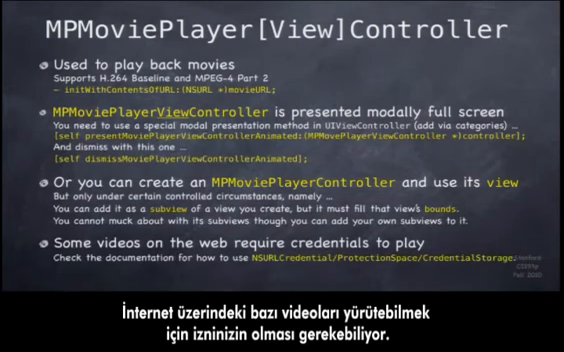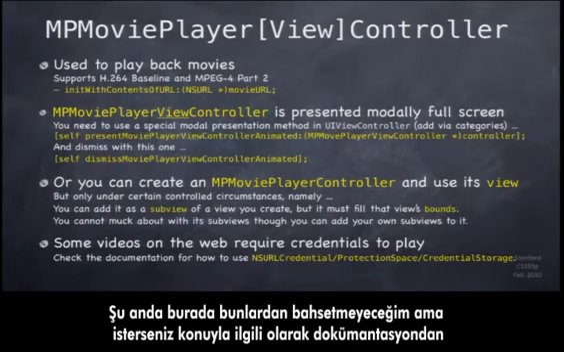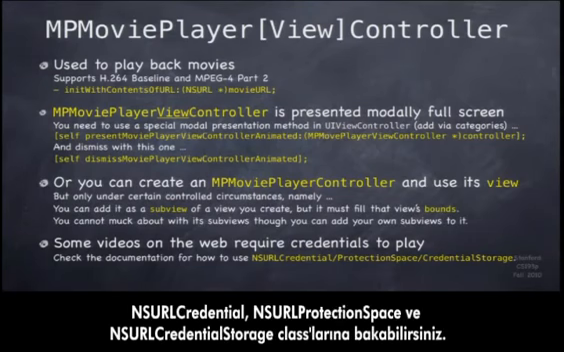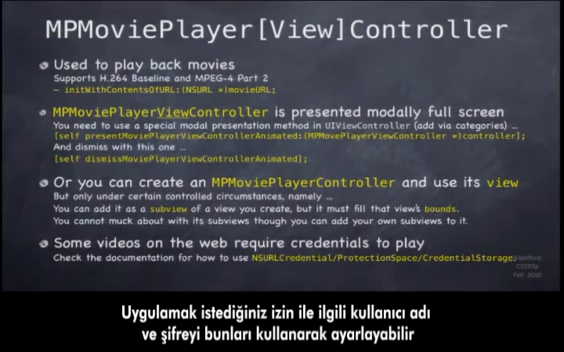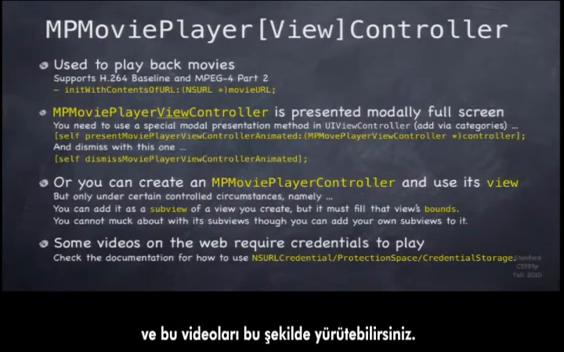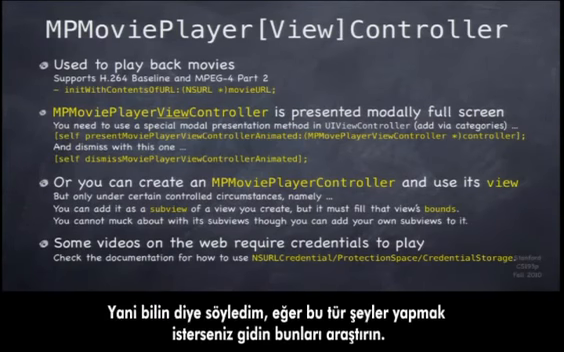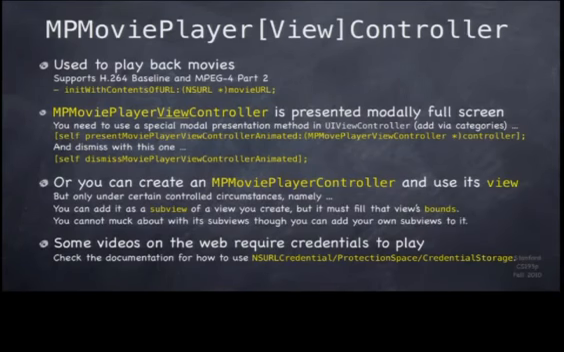some videos that are out on the web require credentials to play. I'm not going to get into that here. But go take a look at these NSURL classes: NSURLCredential, NSURLProtectionSpace, NSURLCredentialStorage. You just set those up with the username and password for the credential that you want to get, and then you can use that to play the video. So just so you know, if you're going to try and do that, look those up. So that's playing movies, really easy.